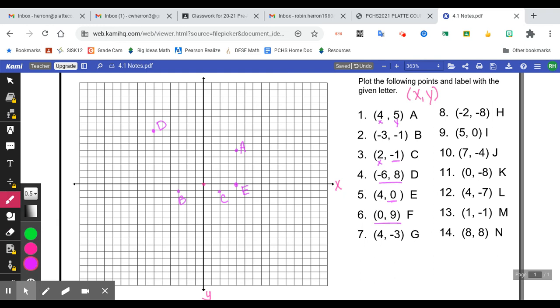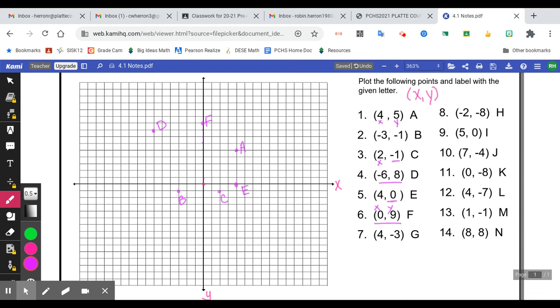Number 6 is 0, 9. So now again, this is my x, this is my y. So if I say 0, 9, I'm not moving left or right for the x, but then I'm going to move up 9 because it's positive 9. So 1, 2, 3, 4, 5, 6, 7, 8, 9 is up here, and this is letter F.